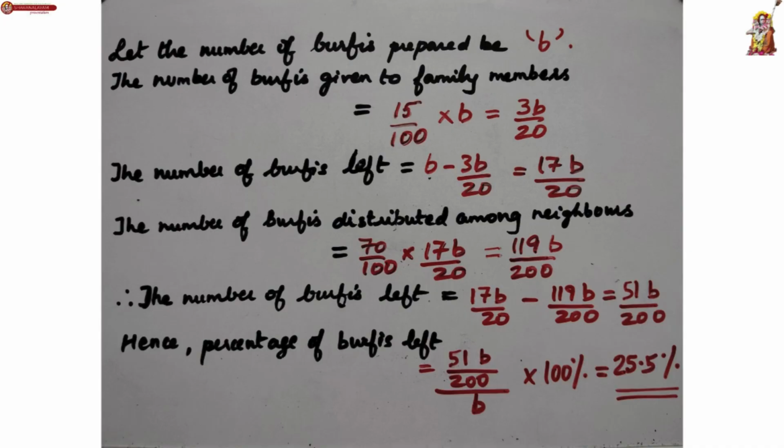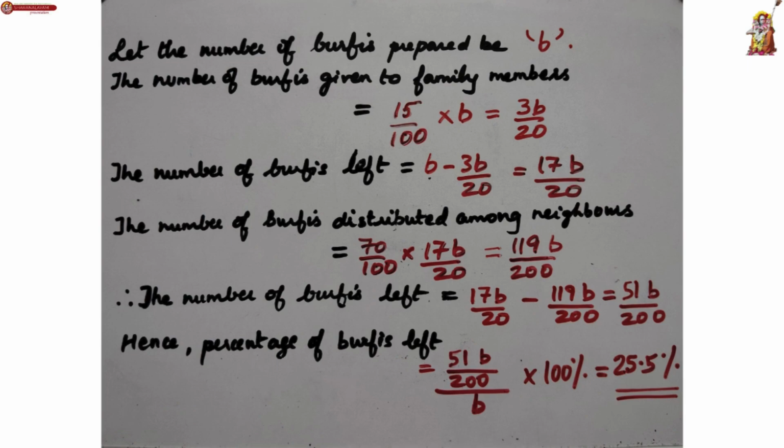The number of burfis given to family members will be 15% of B, that is 15 upon 100 into B, which is equal to 15B upon 100, which is equal to 3B upon 20. The number of sweets left will be B minus 3B upon 20, which is equal to 17B upon 20. So, the number of sweets distributed among neighbors will be 70% of this. 70% of the remaining means 70% of 17B upon 20, which is 70 upon 100 into 17B upon 20. That comes to 119B upon 200.